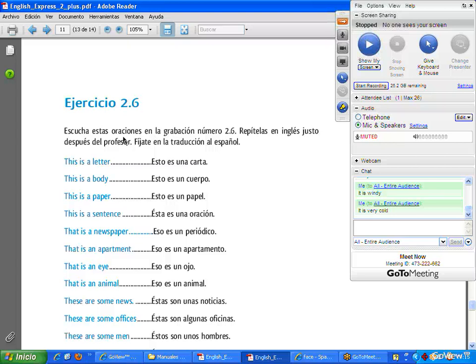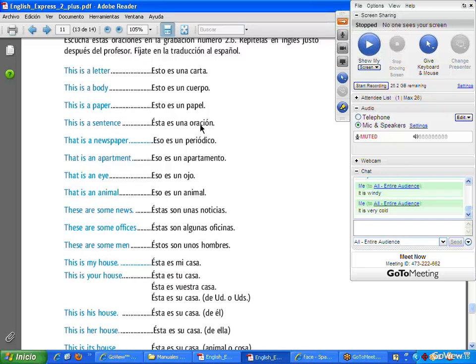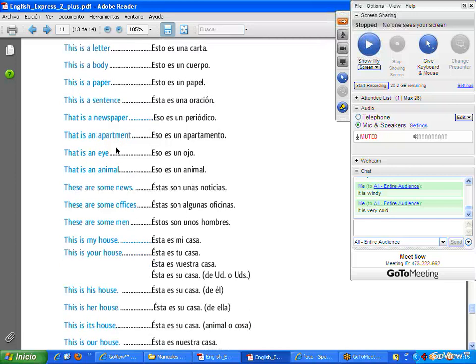Oh, plural. These are some news. These are some offices. These are some men. This is my house. This is your house. This is his house. This is her house. This is its house. Dog's house. This is our house. This is their house. Some are my pens. You look at these. You learn them. Make sure you work on your pronunciation.